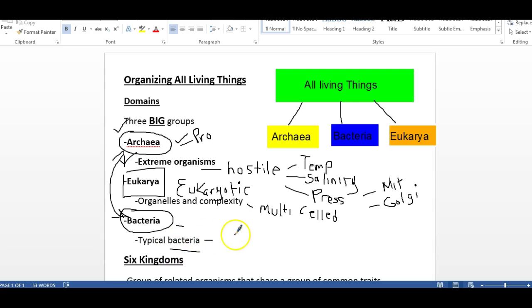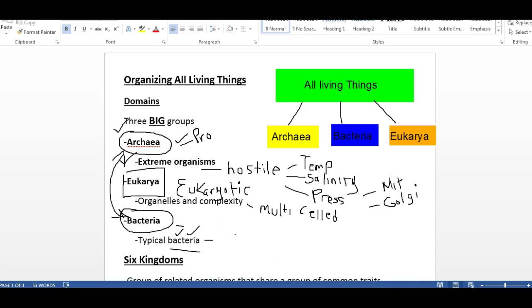And they can be like tooth decay, that's really bad for your teeth. And some of them make you sick, but for the overall effect of these guys, it isn't all bad. So always keep that in mind. So that's your three domains, archaea, eukarya, and bacteria.